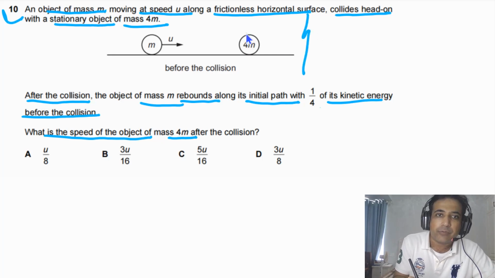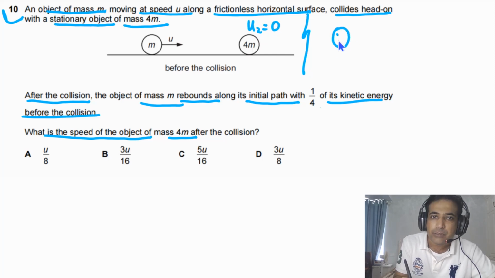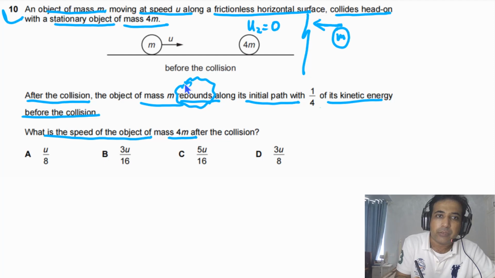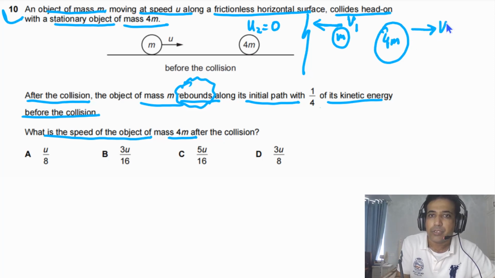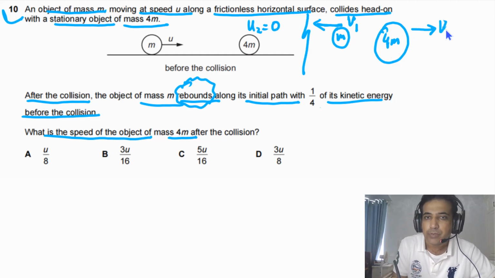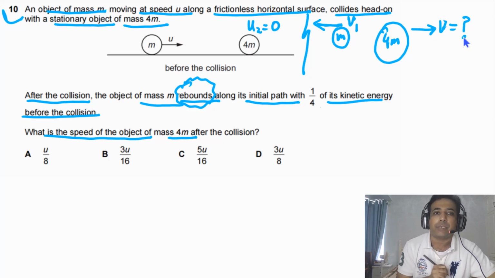So first of all, it is given to us this object is stationary, so we can write down u2 is equal to 0. And after collision, it is given to us that m moves to the left in the opposite direction, it rebounds. We can say the speed of this one is v1. An object with mass 4m, this object has to move to the right because the force on this one is to the right. So we can say speed of this one is v, and we have to find out the value of v in this case.